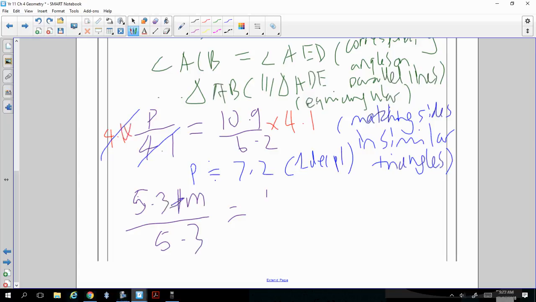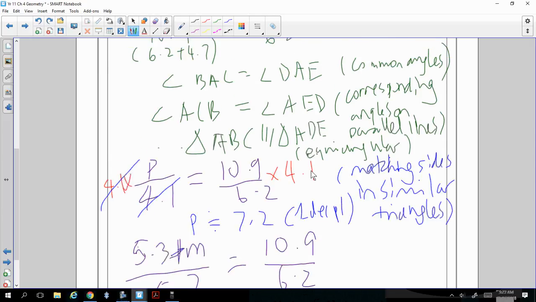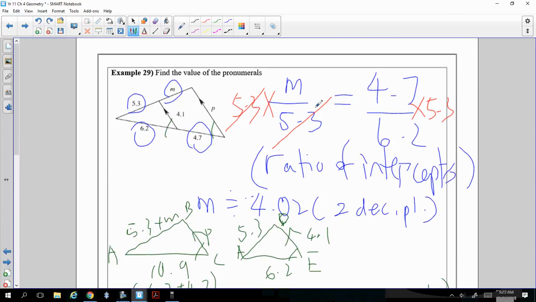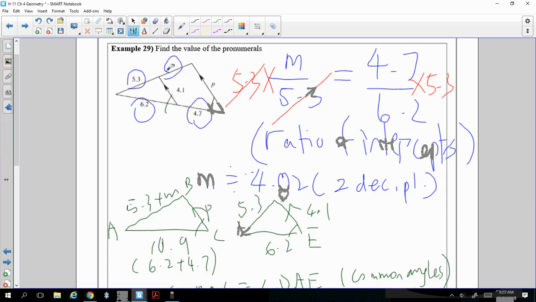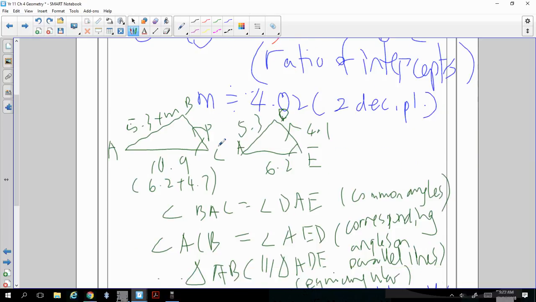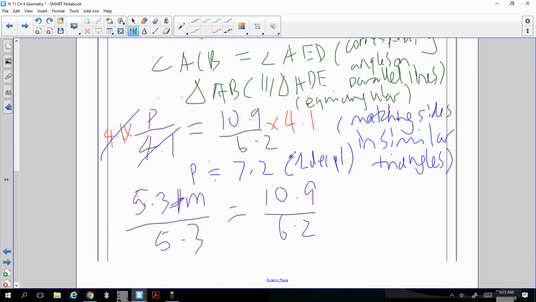But can you see this is harder than doing this at the beginning, the ratio of intercepts, than doing the ratio of matching sides, because this is harder, isn't it? When M is not on one of the sides, it's over here. So what do we do to solve it? Let's times both sides by 5.3, see if we get the same answer.